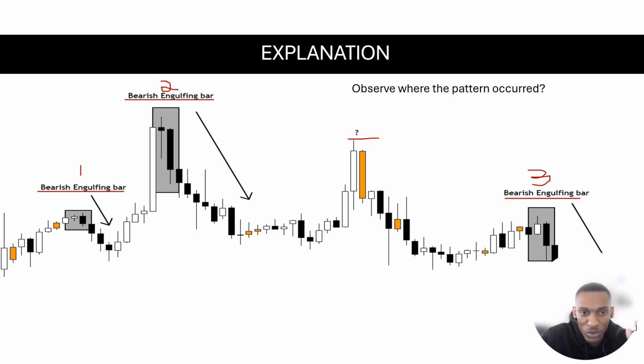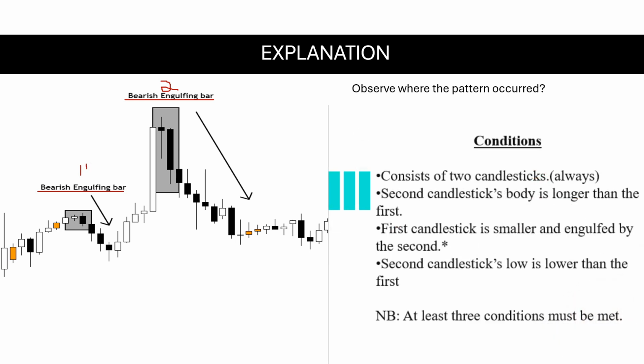But there are 4 conditions. Which one meets all 4? Which one meets 3? Remember I said at least 3 have to be met. There are 4 conditions, and at least 3 have to be met. So let's see the first one. If we look at the first one, the pattern consists of 2 candlesticks, so the first condition is met. Second, the second candlestick's body is longer than the first one. This is the body, guys, and as you can see, it is longer than the first one. So the second condition is met.